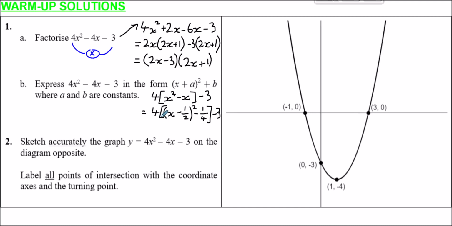We can now expand this out. So we have 4 lots of x minus a half all squared. Now 4 lots of minus a quarter is minus 1. Then still got the minus 3, and as a final step we can simplify this down. So we get 4 lots of x minus a half all squared. Minus 1 minus 3 is overall minus 4.